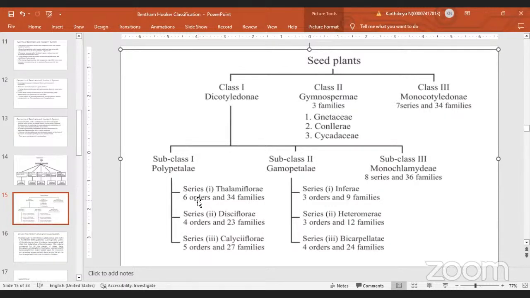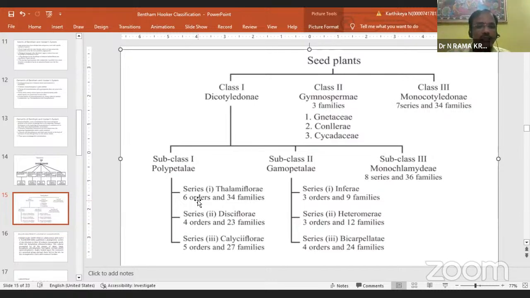Second one, the Capparidaceae family. Same: in the Capparidaceae family, first write down the class, dicotyledons. Subclass Polypetalae. The next one is series, Thalamiflorae. The order is different here: Parietales. Family Capparidaceae. Genus Capparis. Species, a Capparis example. This is the Capparidaceae example, after the Annonaceae family. Is it clear now? Okay, sir.